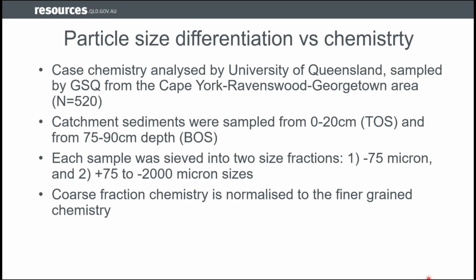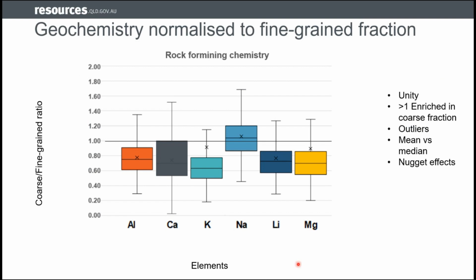What I've done is this: I've normalized the coarse fraction of the chemistry to the fine grain. What it produced is things like this. I'll just go through briefly on this first graph what it means. On your y-axis, these are the ratio of the coarse fraction divided by the fine fraction. The unity line, or the one line, is where you had equal amounts of chemistry distributed in the coarse fraction and the fine fraction. Anything above that means that it's concentrated in the coarse fraction. Anything below that is concentrated in the fine fraction.